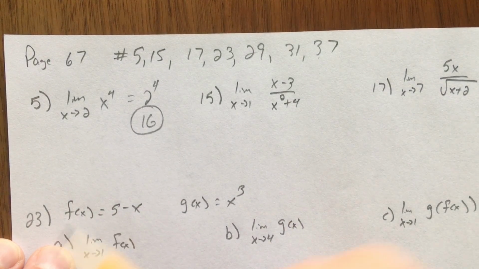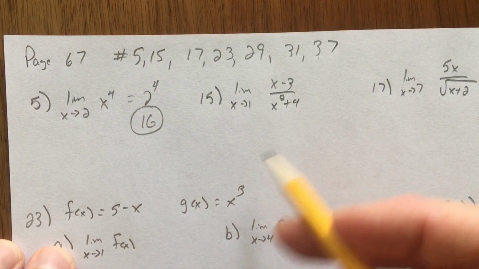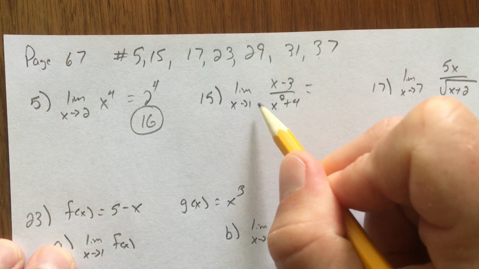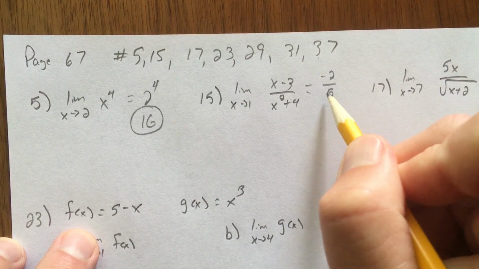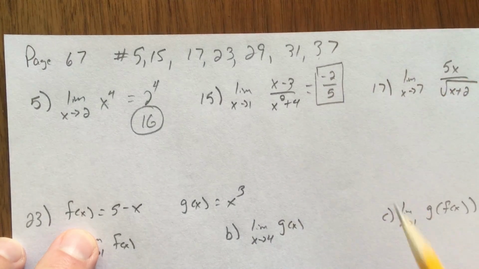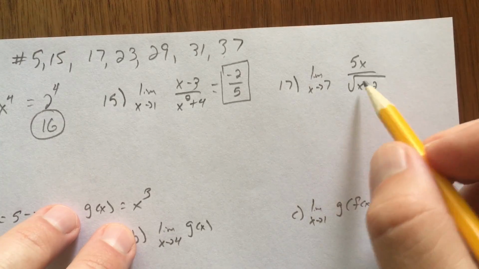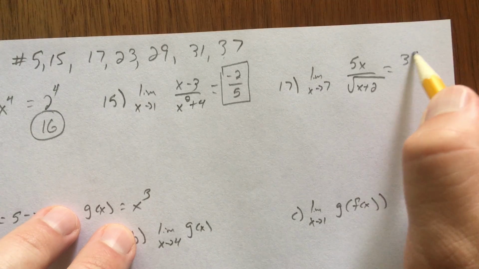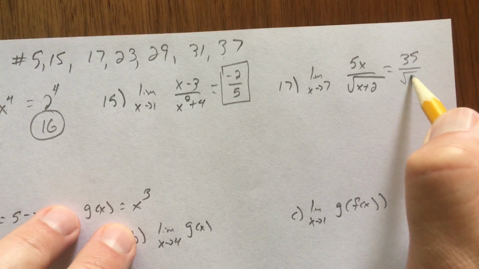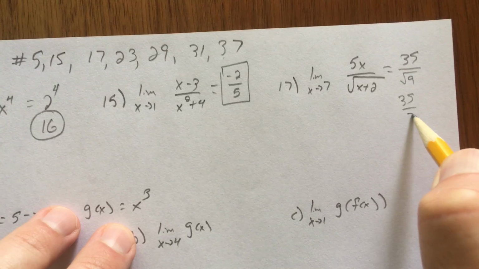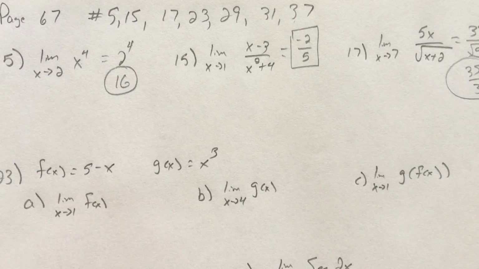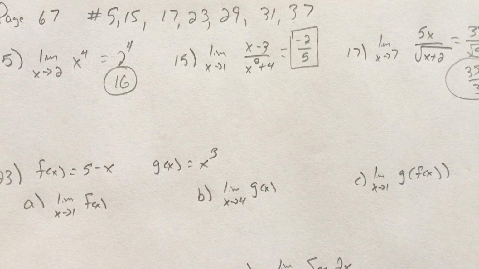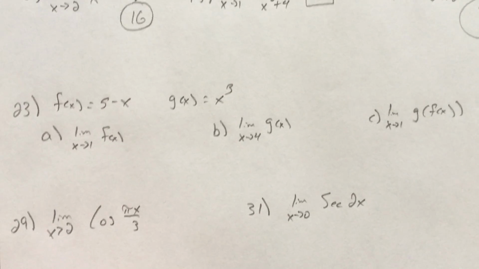So that's going to be our first step in all these limits, is to plug that number in and see if we get something. If we do that here, put the 1 in, you're going to get negative 2 over 5, and that's your limit. Do that here, we're going to get 35 over square root of 9, so we'll get 35 thirds. Again, these are purposely easy, but that should always be your first step whenever you're doing it. Just plug it in and see what you get.